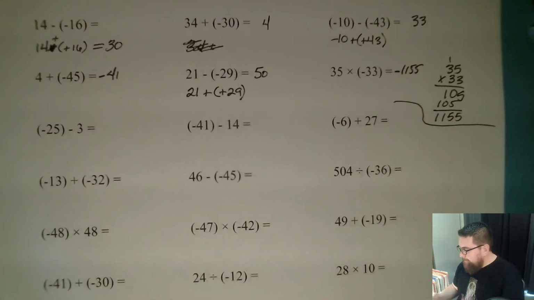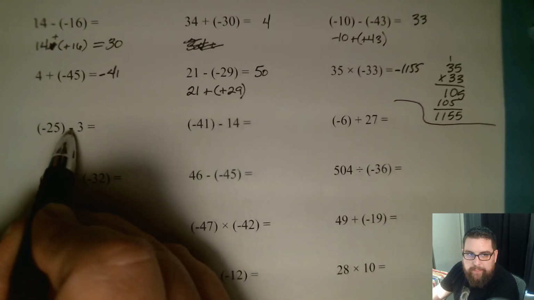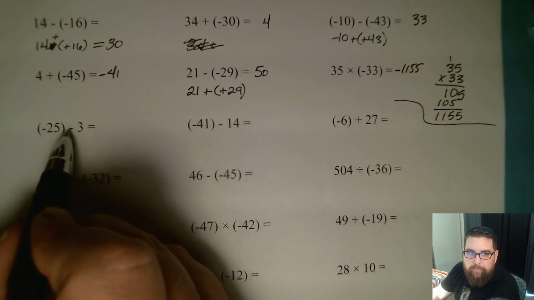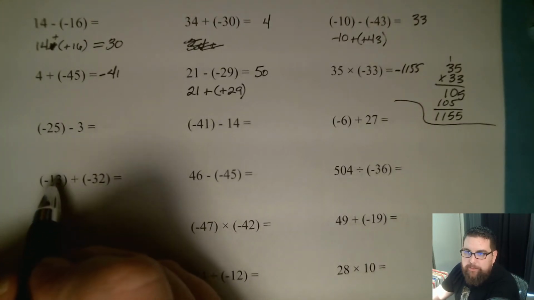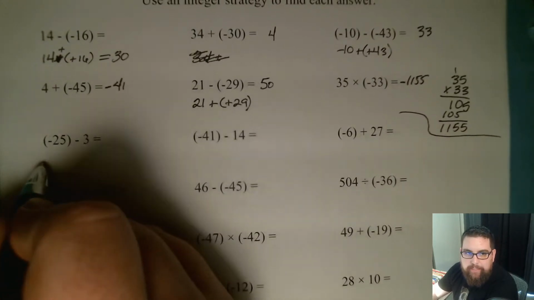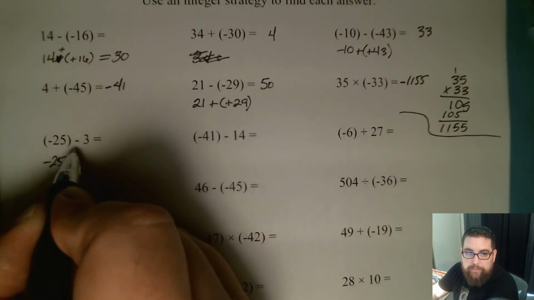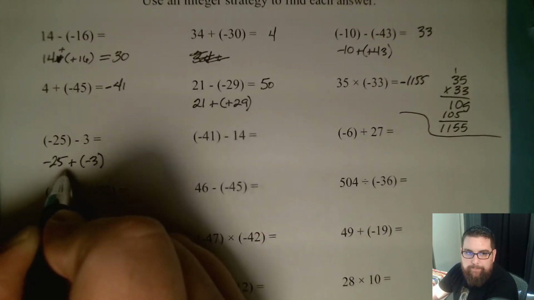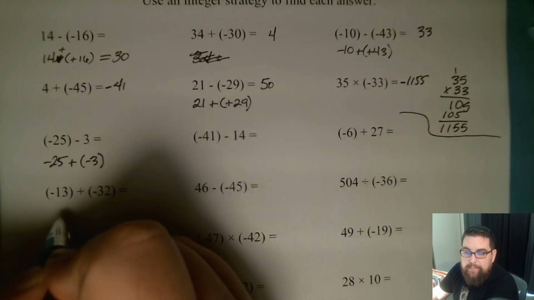All right. Now, this is a minus sign. If this is ever not a minus sign, there will be parentheses if we mean multiplication that way. So if there's no parentheses, this is a minus sign. So we have negative 25, changes subtraction to addition. If I change one sign, I have to change the other. And so that's what we get: negative 25 plus negative 3.